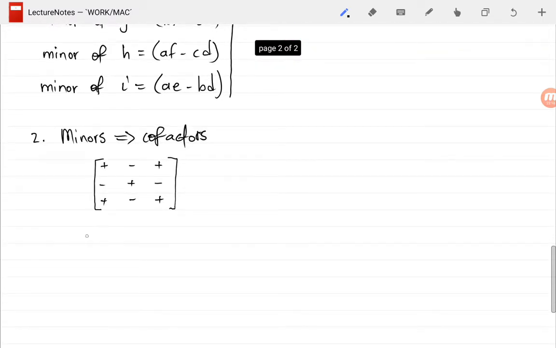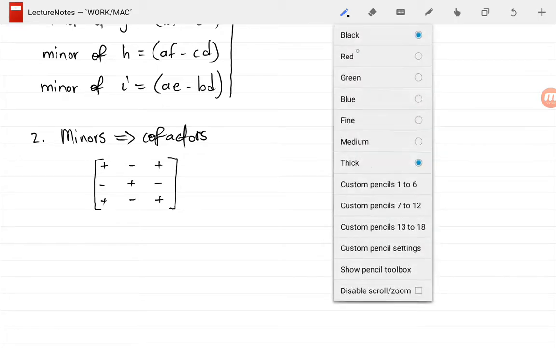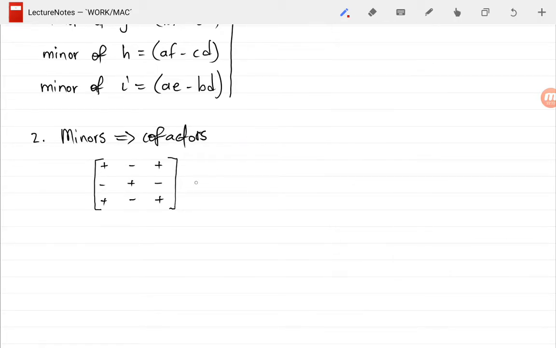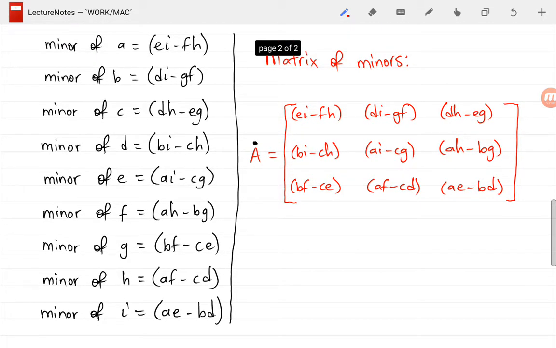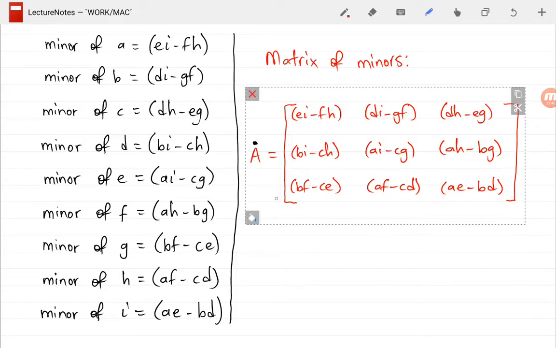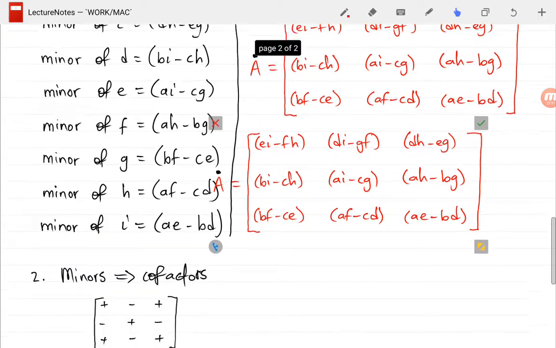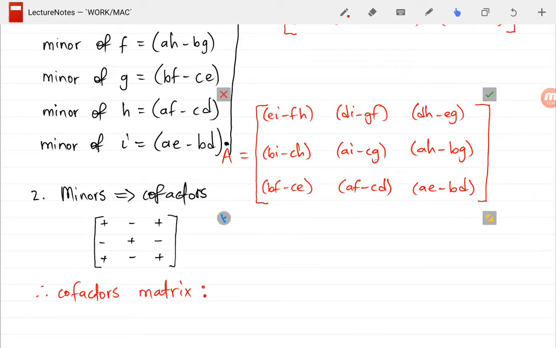So we're going to have our cofactors matrix. I'm going to write it down here in red. Therefore, cofactors matrix, and it's going to look like this. So instead of rewriting the whole thing, I'm going to copy this whole block and move it down. It's going to take some time.